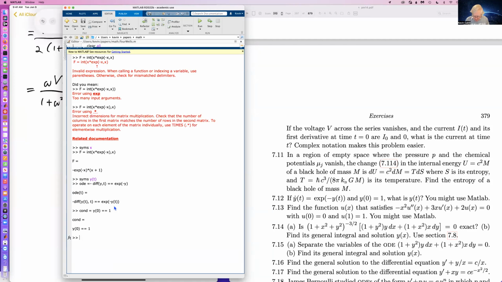And now you actually ask MATLAB to solve it for you. So what I did was write y sol of t equals, and the y sol I think was just my choice, but then we say dsolve, that's a MATLAB code word, ODE comma cond. So that's telling MATLAB to solve the ODE, which you defined up here. The ODE is minus dy dt is e to the minus y, which is this expression here.